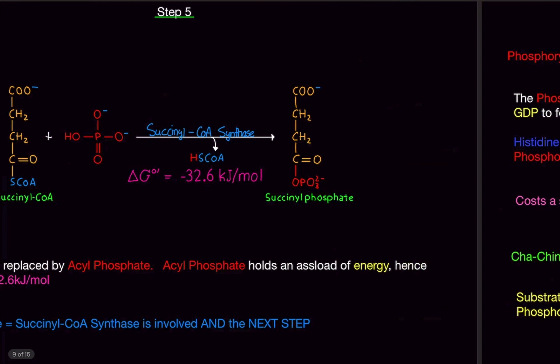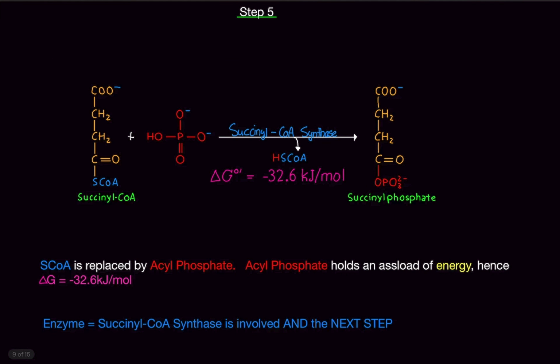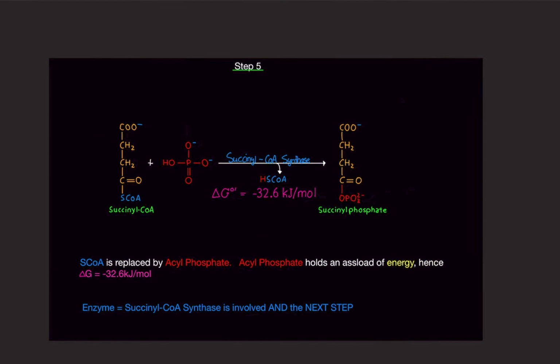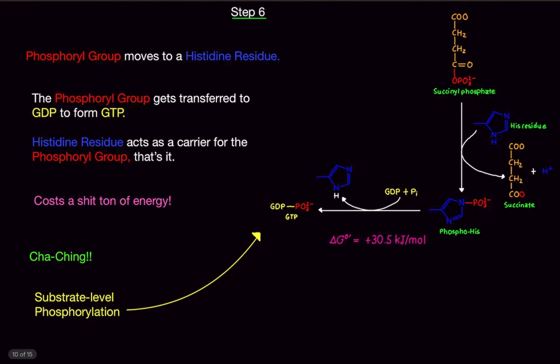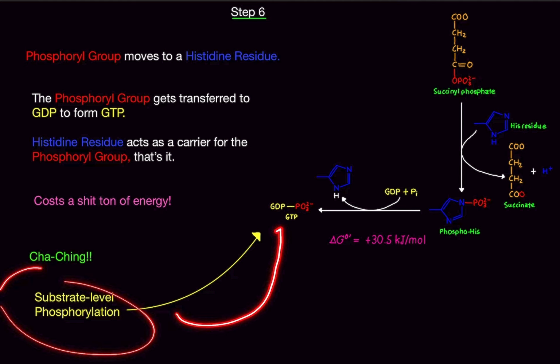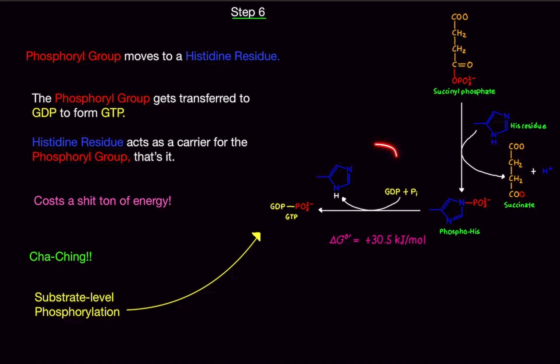But since we're negative, we have negative 32.6 kilojoules when you do the math, plus 30.5, we're still in the negative. It's a net negative, so we still move forward. So this is called substrate level phosphorylation. Once again, this entire reaction costs energy, but it's driven forward from the last reaction. Okay? And that is basically it.